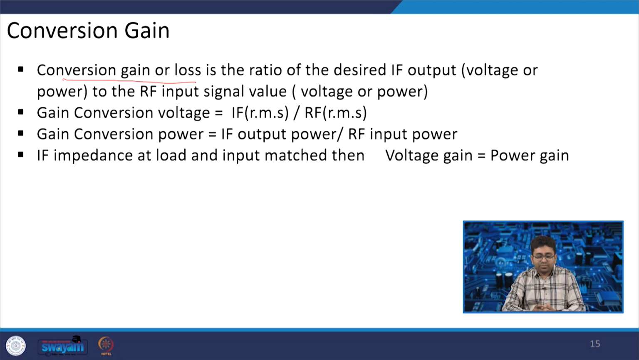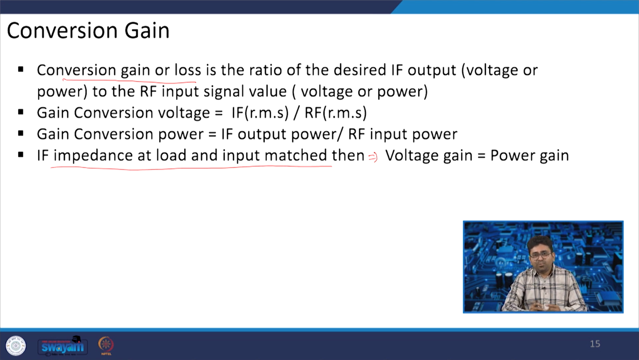If you consider the RMS voltage, IF by RF, it is called conversion voltage gain, and it can be conversion power gain if we consider IF output power by RF input power. And as we have seen, if your IF impedance at the load and input are matched, then we can also write voltage gain equal to power gain.